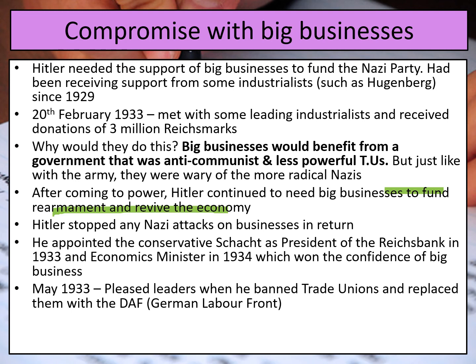So he meets with them early on in his chancellorship on the 20th of February 1933 and ends up getting some donations of 3 million Reichsmarks to try and help him with the elections that are coming up in March, to be able to basically fund his propaganda again. So why would the big business leaders give the Nazis so much money? Well, obviously we know that they were anti-communists. Remember that this meeting is taking place when the Communist Party are gaining quite a lot of support, and they've got their highest ever share of the vote in the last elections in November 1932 with 16.9% of the vote.